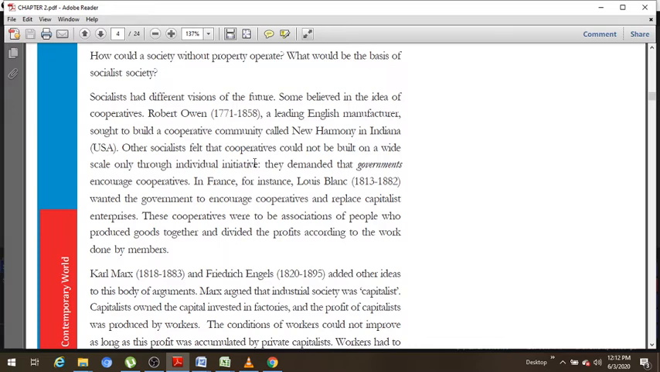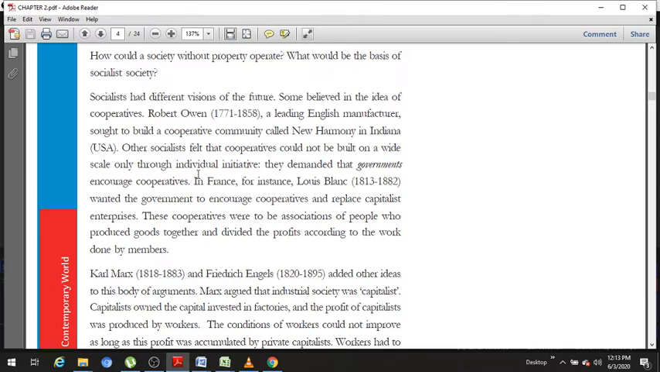Cooperative community means the people come together, think for the benefit of their own community, and work collectively for every individual. That is the cooperative. Other socialists felt that cooperatives could not be built on a wide scale only through individual initiatives. They demanded that governments encourage cooperatives. Some socialists believed that the government should take initiative to promote cooperative societies.